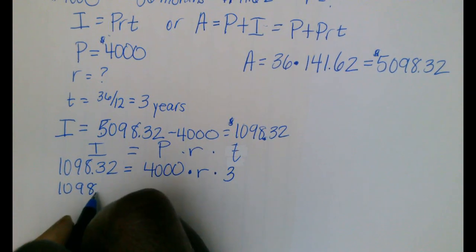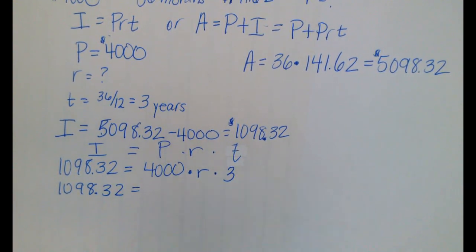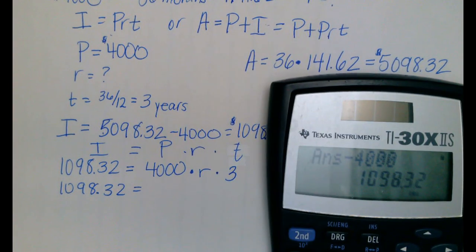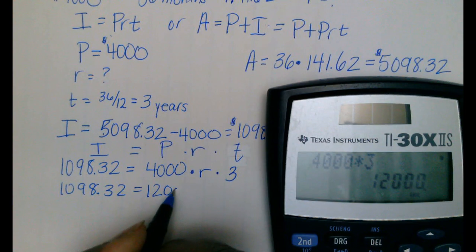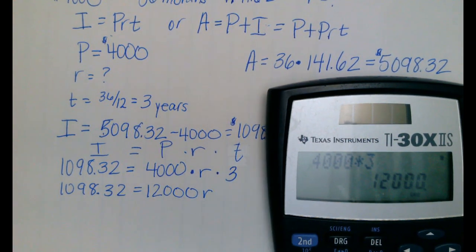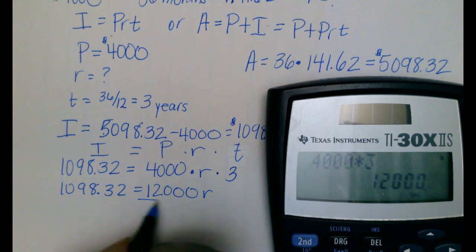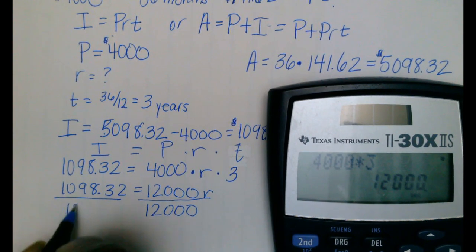1,098. Now I have an equation. 4,000 times 3 is 12,000. So I had 2 numbers I could multiply together. That's why I multiplied them. Now I still need to get R by itself. This is multiplication, so the only way I can split this is to divide.